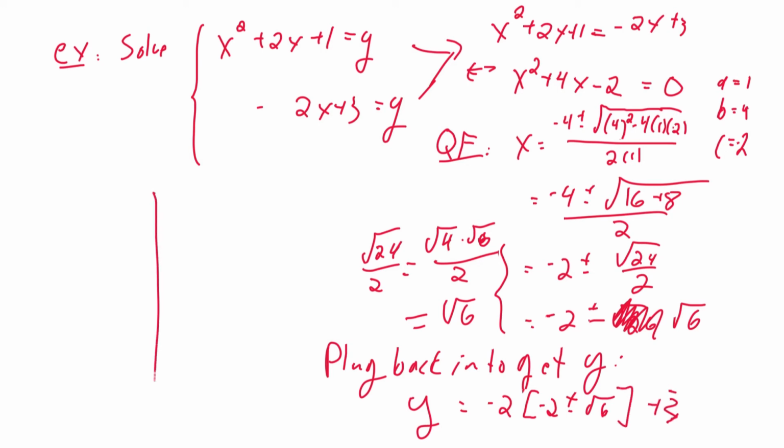So what's my picture look like here geometrically? My parabola might look something like this. My line looks maybe more or less like that, something of this nature. So I see I have two places where they intersect, which of course agrees with the solution I got from the quadratic formula.